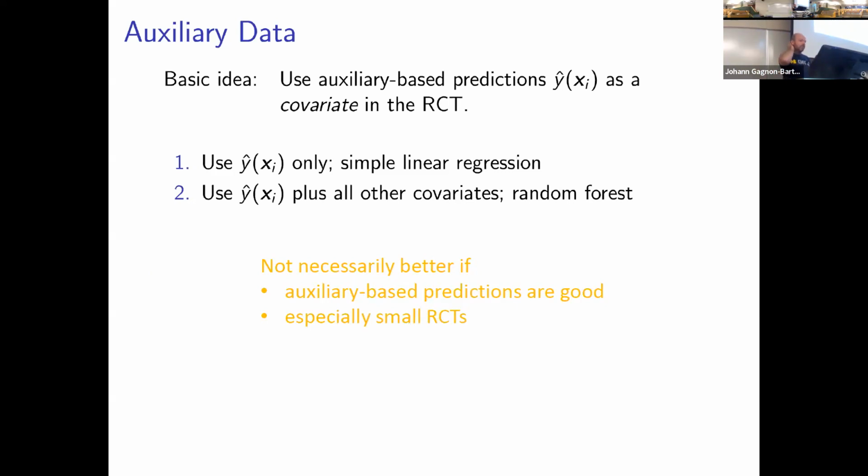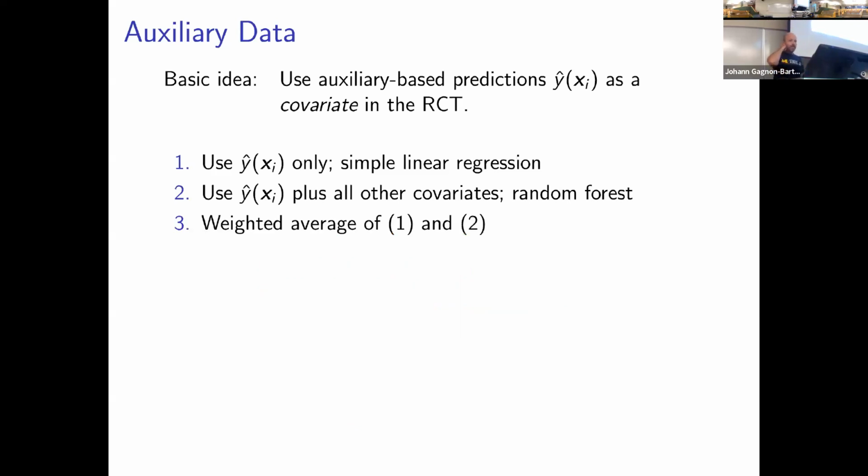But that wouldn't necessarily be better if the auxiliary-based predictions are really good and you've got a small RCT. Then it might be too hard to get a good estimate, and if the covariates are high dimensional, it might be hard to get a good estimate predicting just with the experimental data. So you've got these two opposing regimes, and you could also try to do a weighted average of these two.